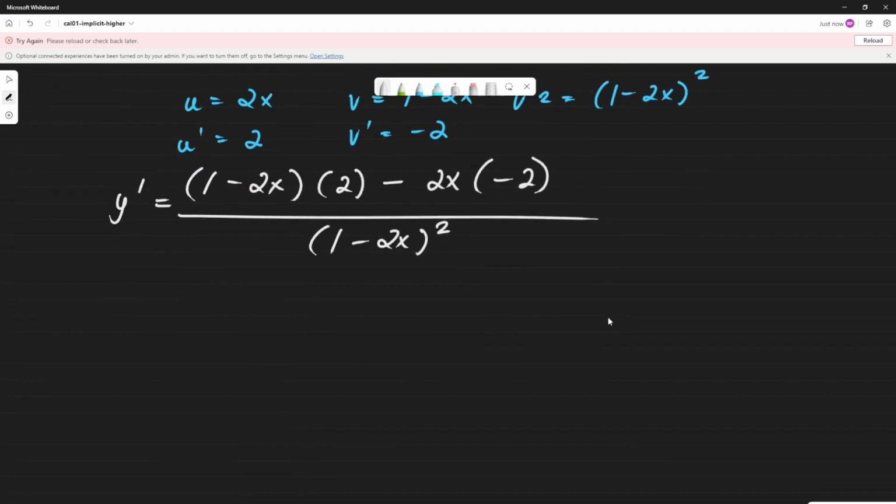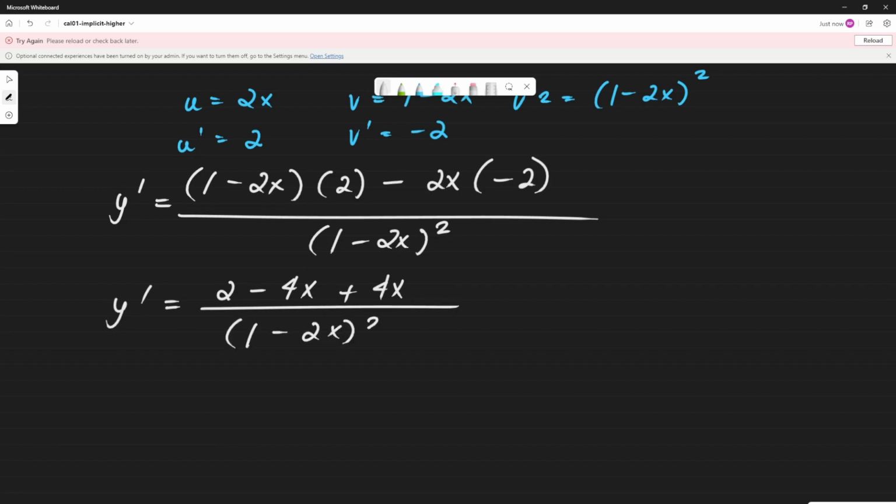Then, let us simplify, no? So, we will have y prime. So, distributan natin, we have 2 minus 4x, 2 minus 4x plus 4x all over 1 minus 2x quantity squared. Then, of course, makakancel si negative 4x plus 4x. So, we'll have y prime is equal to 2 over 1 minus 2x quantity squared.